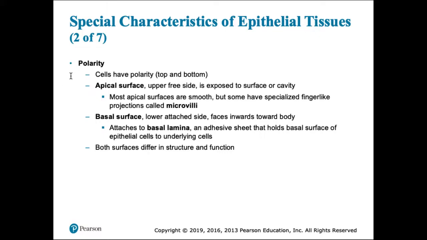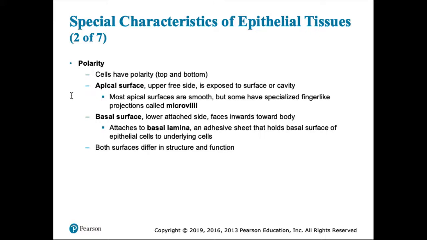Polarity is one. Cells have polarity, so there's a top and bottom. We have an apical surface. That's the free upper side, which is an exposed surface or cavity. Most apical surfaces are smooth, but some have finger-like projections that we've talked about in previous chapters, called microvilli, to help increase surface area.